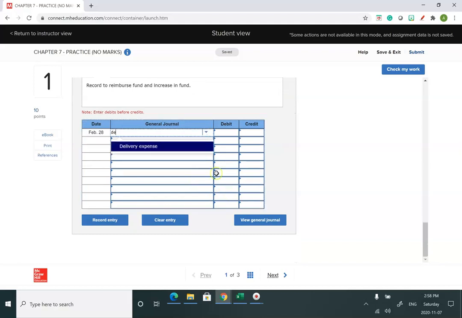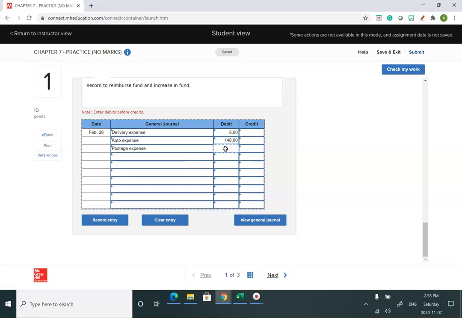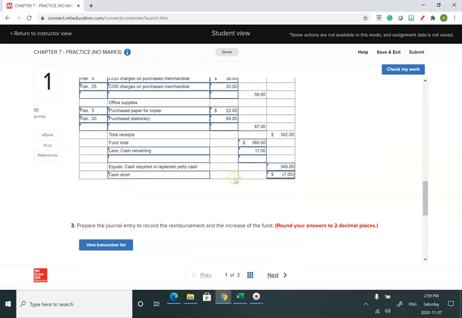So the delivery expense was the total in that category, which is 8. The auto expense is 148. The postage expense is the 41. The merchandise inventory is the 58. And the office supplies is the 87.